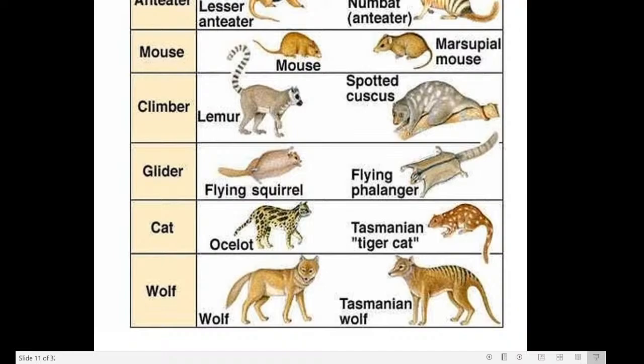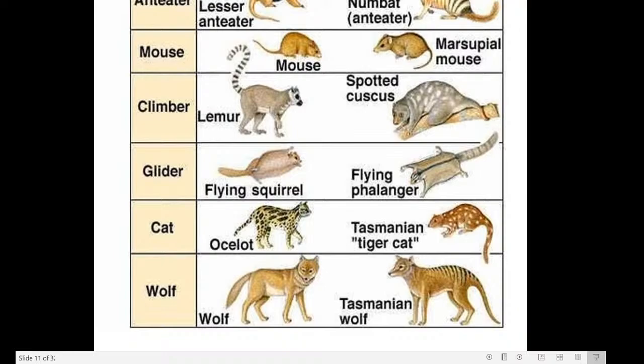In nature, they change their characters for their environmental change. That may take thousands of years. They vary based on the environmental change.